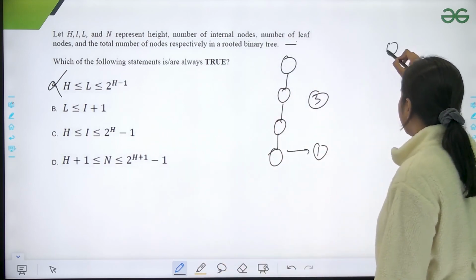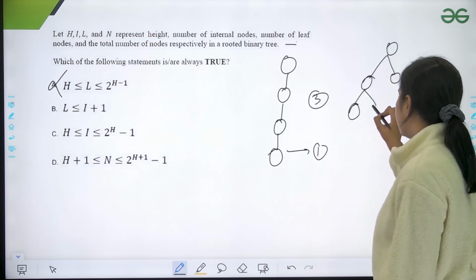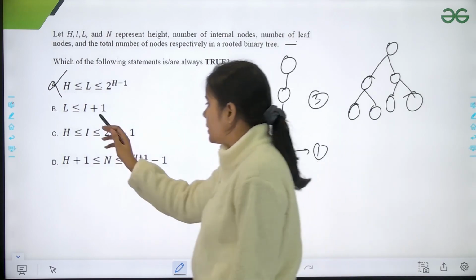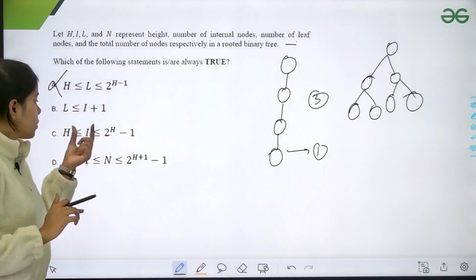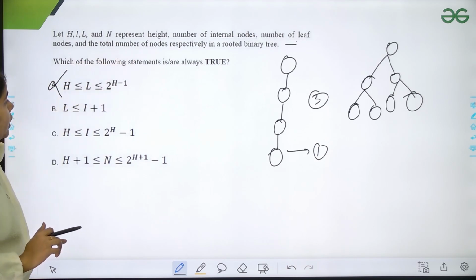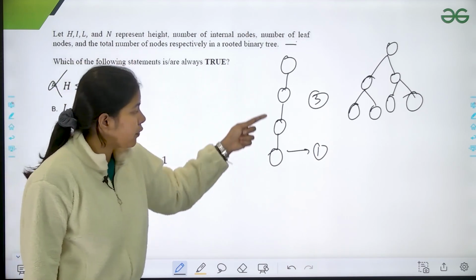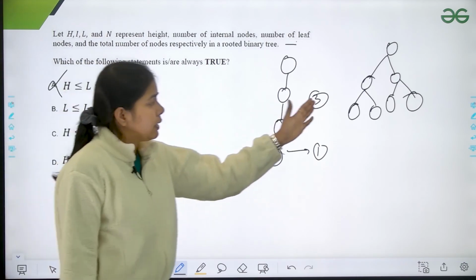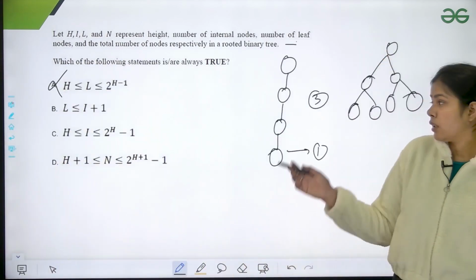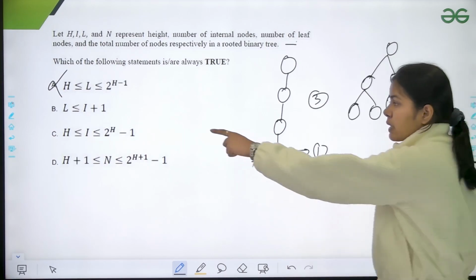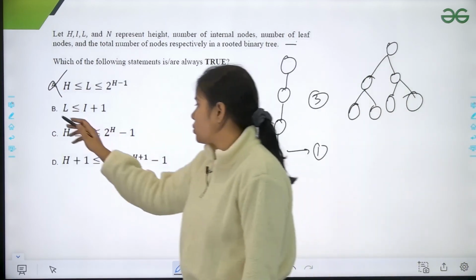Let's take another type of tree and compare the results in both cases. The number of leaf nodes L is always less than or equal to I plus 1, where I is the number of internal nodes. Here the number of internal nodes is 3, so it works in this case. And in this other case we have 3 internal nodes and 4 leaf nodes, so 4 is less than or equal to 3 plus 1. So this is also true.